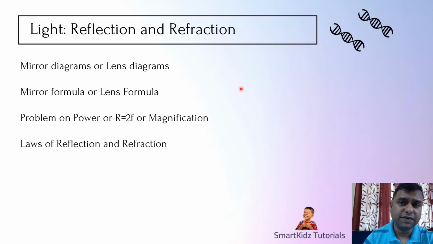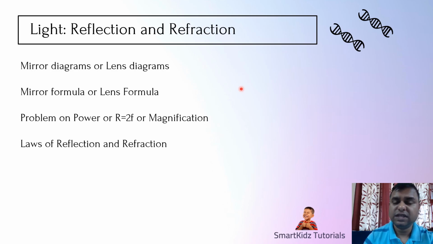Here, the choices are very simple and straightforward. You will have two choices with respect to either mirror or lens. One question will deal with mirror, and the other choice will deal with lens. So either you can study for mirror. If you study for mirror, that means you study the mirror diagrams, and also you study the application questions with respect to mirror.